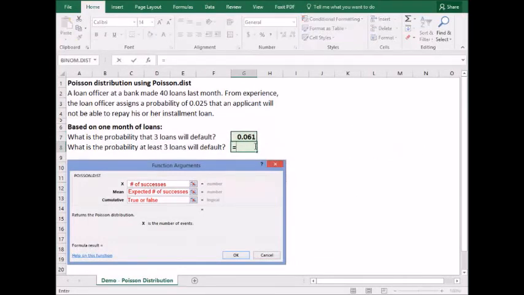Equals 1 minus POISSON.DIST. The x we care about here is 2 because remember we're going to do 2 or fewer and subtract it from 1 to get the 3 or greater. The mean is still 0.025 times 40, so this is 0.025 of the loans in a month, and then true. And the probability is 8% that at least 3 loans will default. This video has demonstrated how to use the POISSON.DIST formula to apply the Poisson probability distribution.